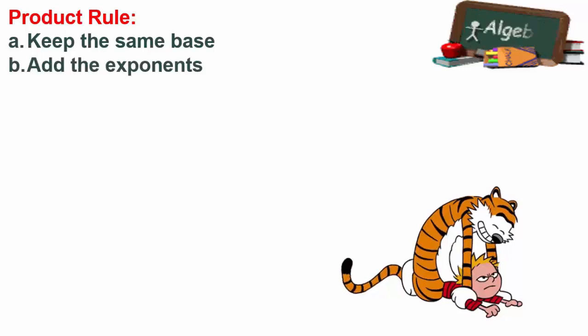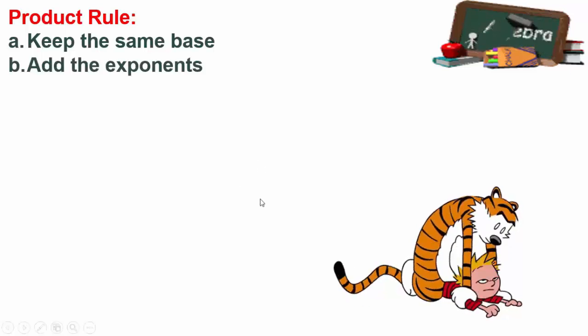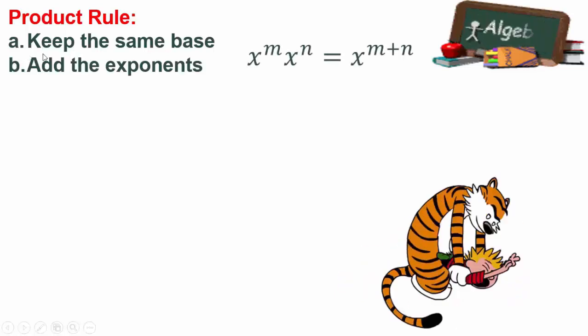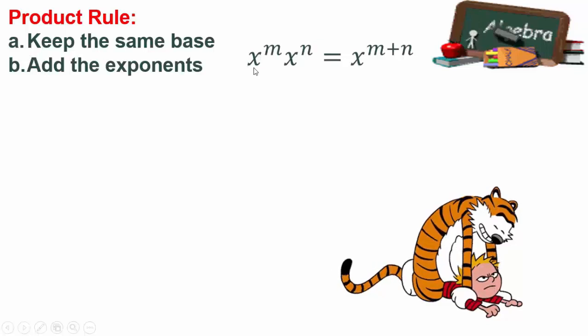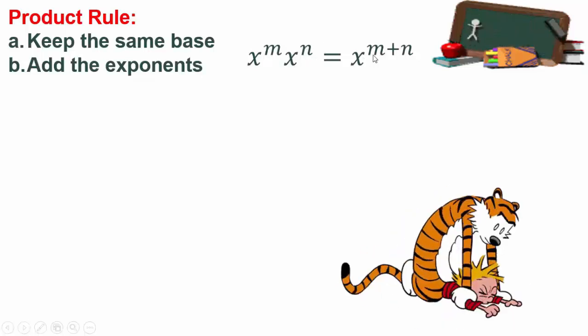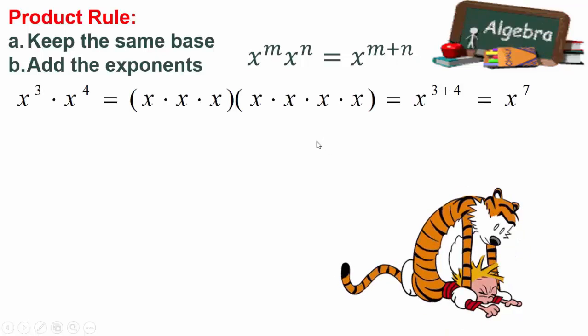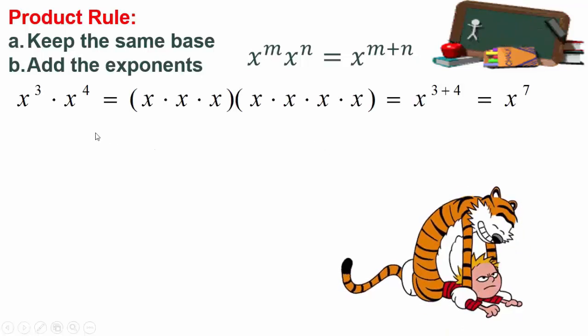In our first example, what we looked at was a situation that used something called the product rule. The product rule says keep the same bases, and if the bases are the same, we add the exponents. Notice that this is the base where the x's are. These are called the bases. If they are the same, we can add the exponents. So that's m plus n, where we get that from here.